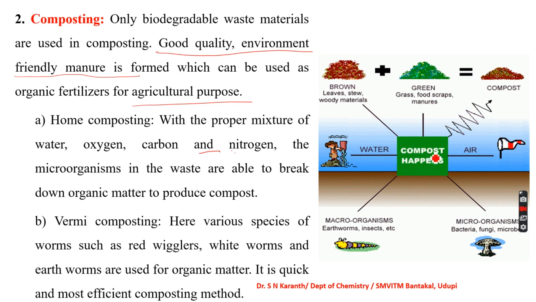Here composting happens with a proper mixing of water, oxygen, carbon and nitrogen, in the presence of microorganisms, bacteria, fungi, microbes in the waste, which are able to break down the organic matter into compost. So we can produce it from leaves, straw, wood material, biodegradable materials, whether from the home or even from agricultural waste. It is mixed with a proper quantity of water.